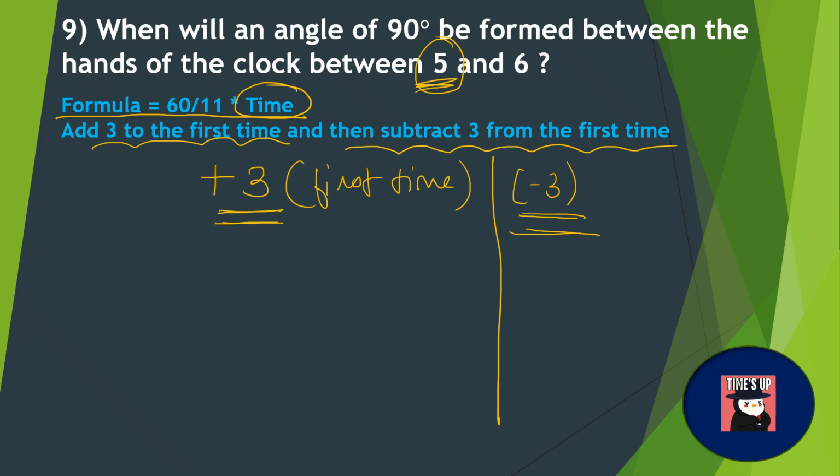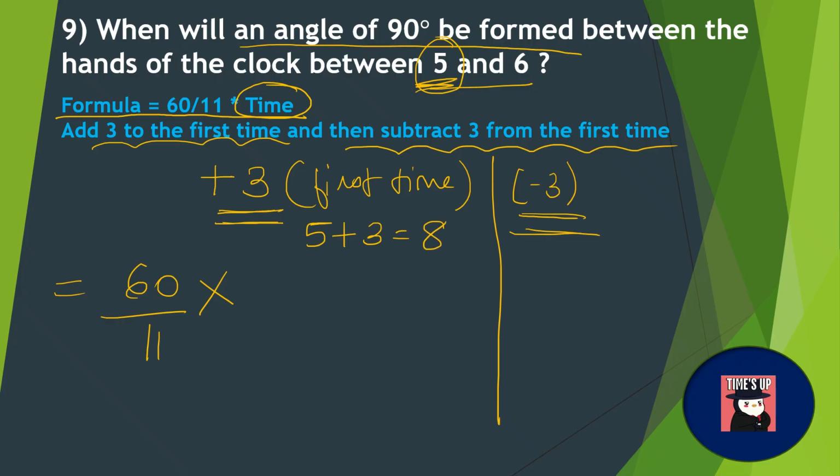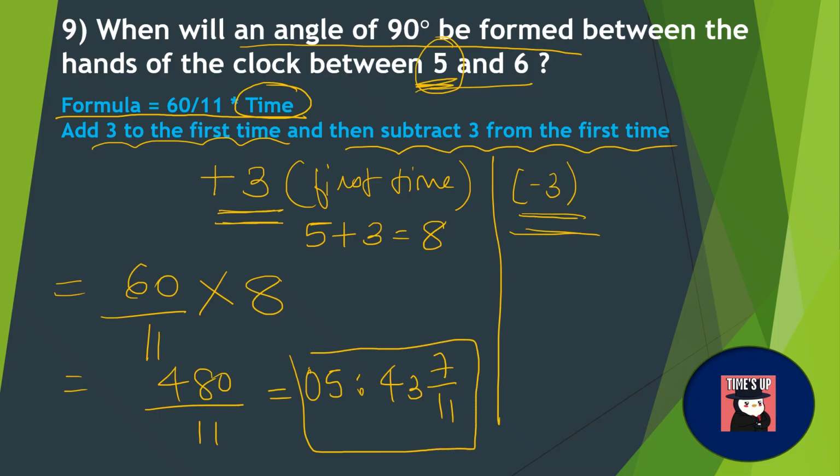So coming back to the question, between 5 and 6, when will an angle of 90 degrees be formed, they have asked. So first, you need to do plus 3 for the first time. So 60 divided by 11 into time. So 5 plus 3 you need to do. 8 will come, correct? So 8 you will substitute here. So it will be 480 divided by 11. That is how much? 5 hours 43 7 by 11 will be the answer.